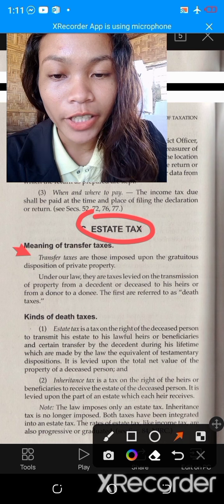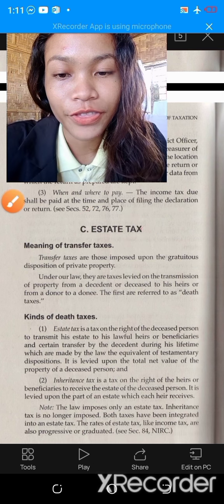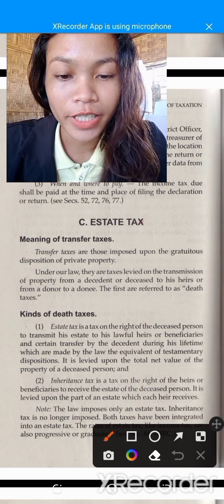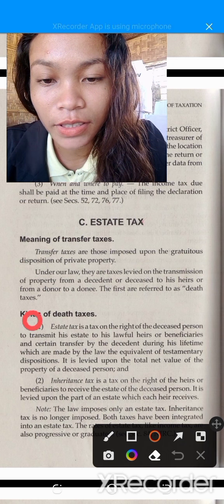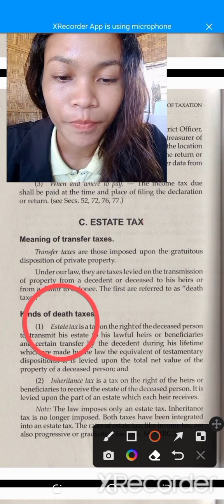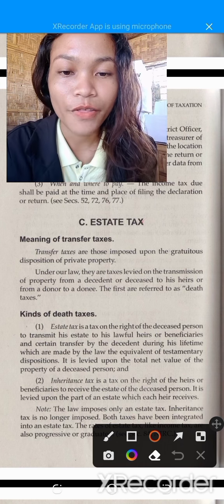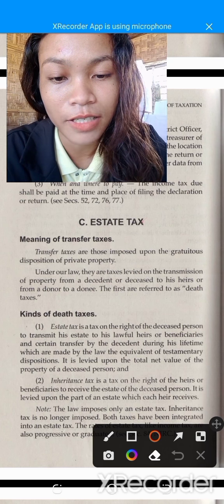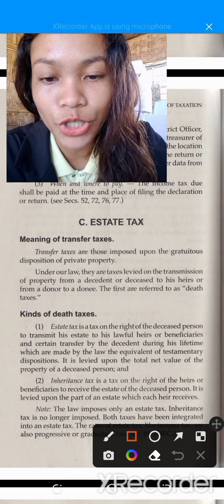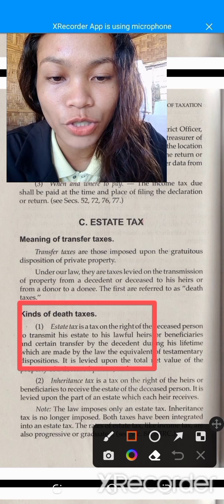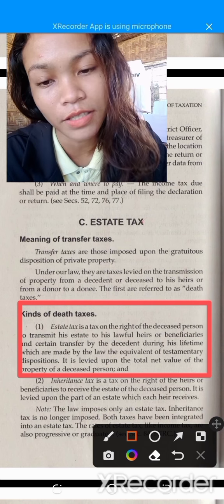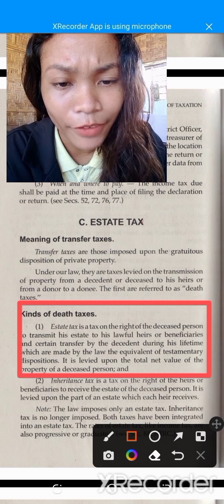So, what are the kinds of death taxes? First is what we call estate tax. Estate tax is a tax on the right of the deceased person to transmit his estate to his lawful heirs or beneficiaries, and certain transfers by the decedent during his lifetime, which are made by the law the equivalent of testamentary dispositions. It is levied upon the total net value of the property of a deceased person.